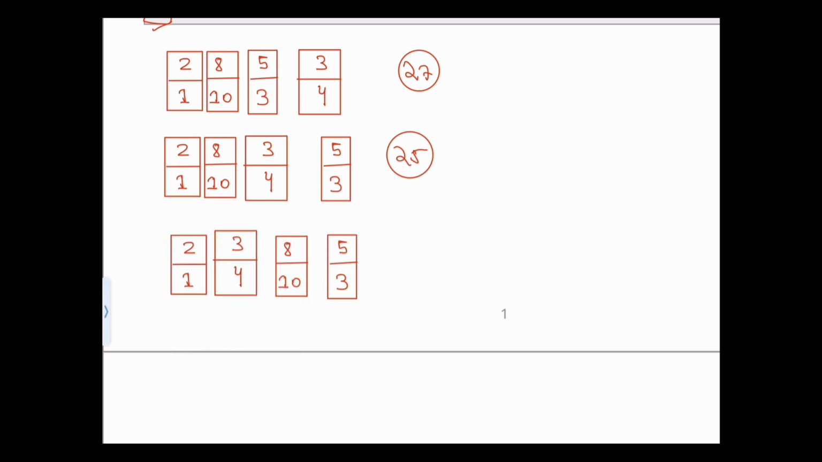Now let's try and find out the max path sum. So we can get 2 plus 3 is 5, 5 plus 8 is 13, 13 plus 8 is 21, 21 plus 3 is 24.